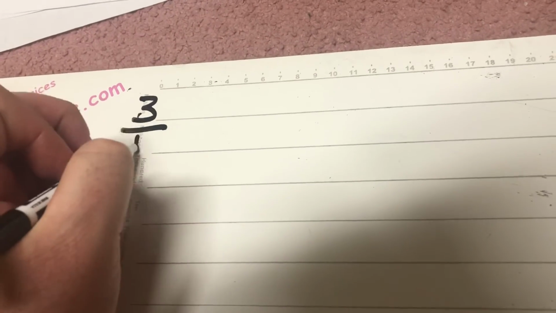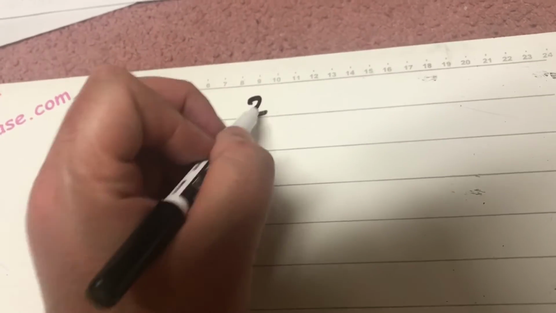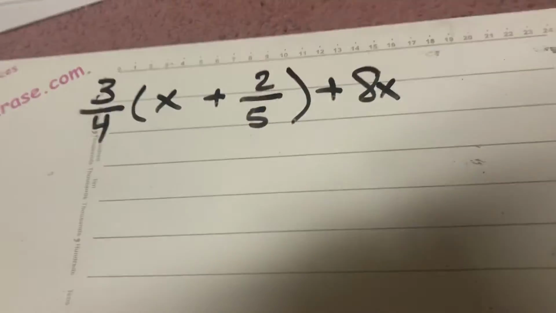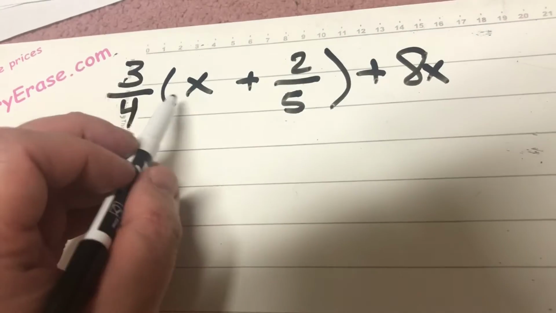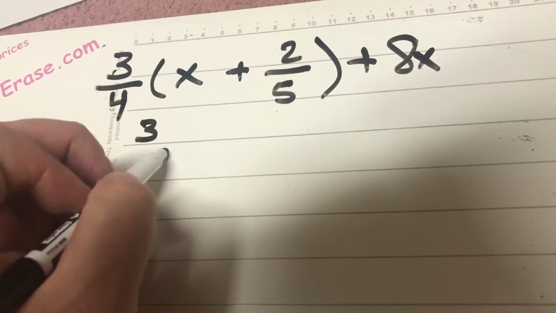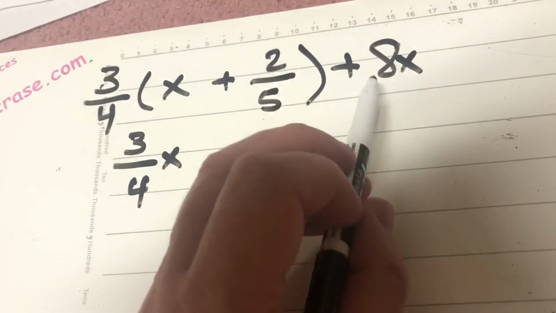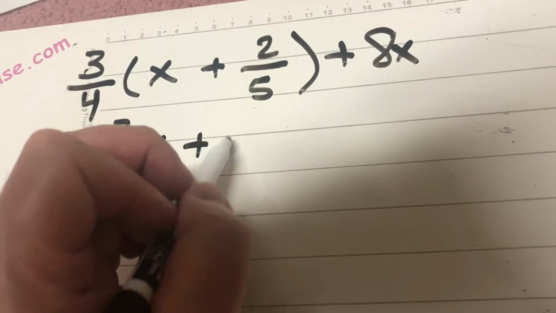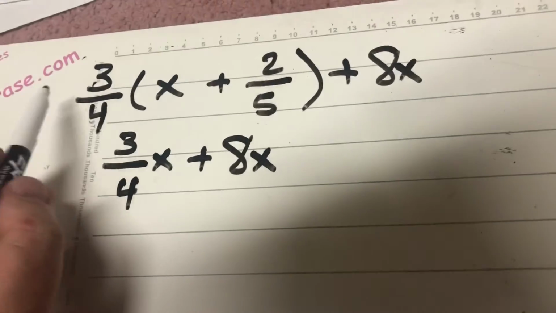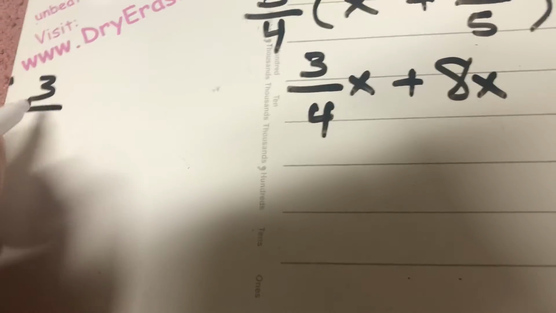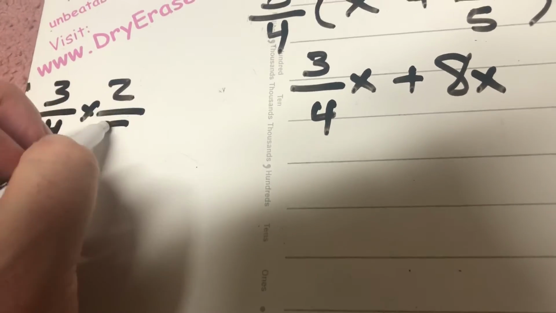Okay? We're going to look at this one here, which is 3/4, then in parentheses, x plus 2/5, and we're going to add 8x to that. Well, first of all, I know that 3/4 times x is 3/4 x. And then I know that this is not part of the parentheses, so I'm just going to go ahead and add in my 8x. But now I have to figure out what 3/4 times 2/5 is. So I'm going to come over here, 3/4 times 2/5.